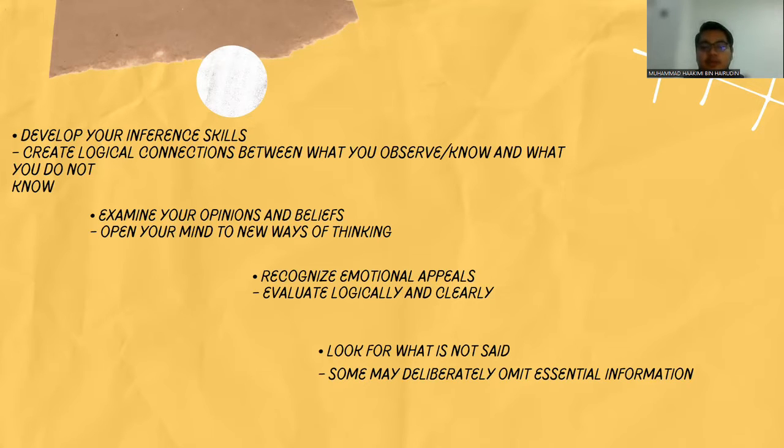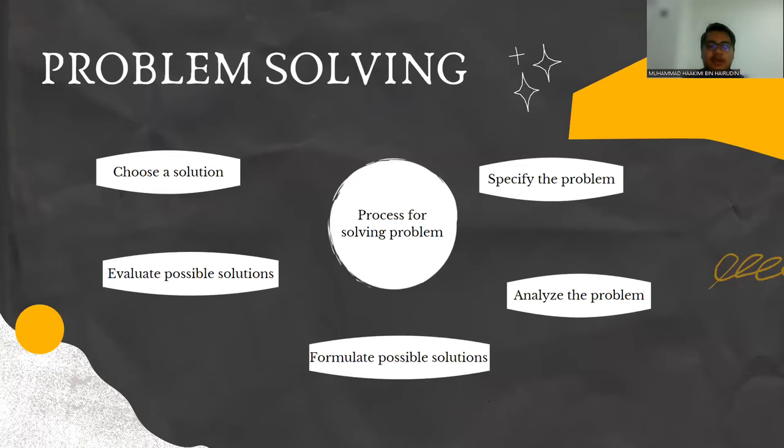Third point is recognize emotional appeal. Evaluate logically and clearly. For the fourth point, look for what is not said. Some may deliberately omit essential information. Okay, for the next point, I leave it to my friend.